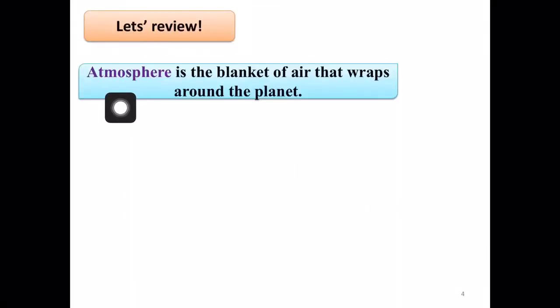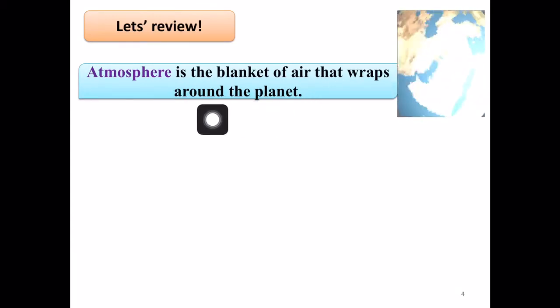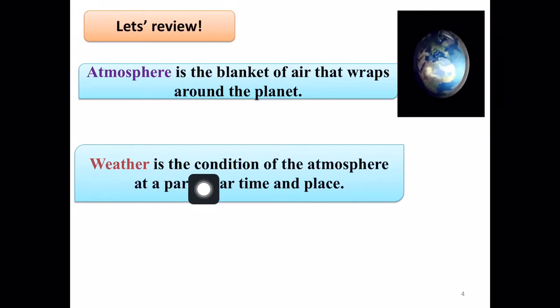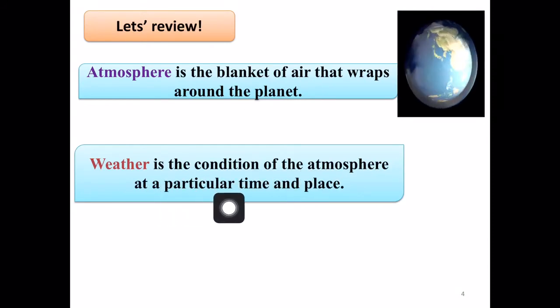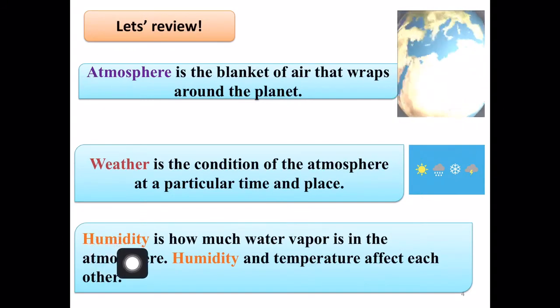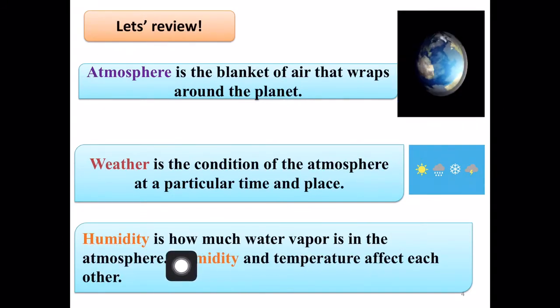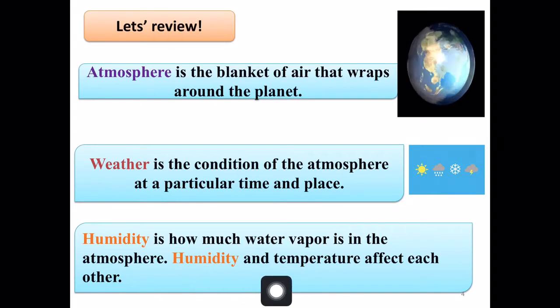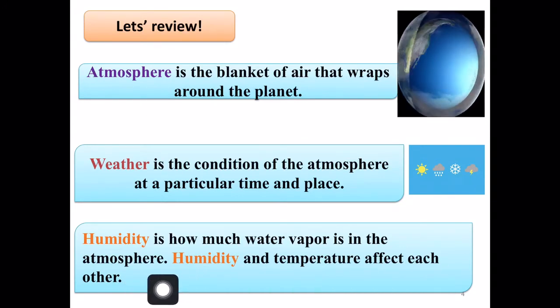Let's review. So atmosphere is the blanket of air that wraps around the planet. Weather is the condition of the atmosphere at a particular time and place. Humidity is how much water vapor is in the atmosphere. Humidity and temperature, they affect each other.